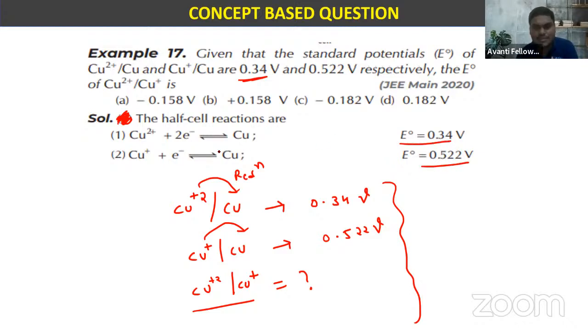Clear? So what is the correct option for this question? Can anyone explain? Would anyone like to tell me the correct answer for this question? Yes guys? Participate, participation is most important. Quickly. No one? You have to calculate the reduction potential value for this particular reaction, Cu2+ to Cu+. No? Okay, let me solve this question.